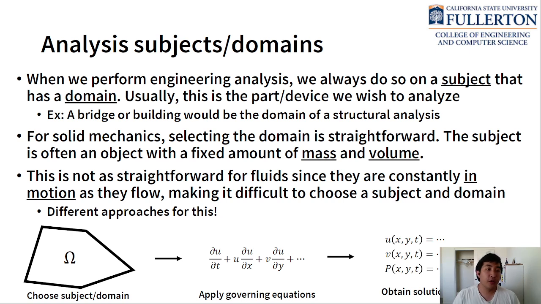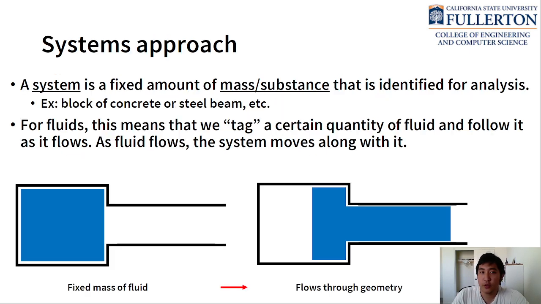For solid mechanics, selecting the domain is fairly straightforward. Usually this is some kind of solid object, and that solid object has a fixed amount of mass and volume. But for fluid mechanics, this is not as straightforward because the flow is constantly in motion, and so it makes it a bit difficult to choose the subject and the domain. There are different approaches to this. One such approach is the systems approach.